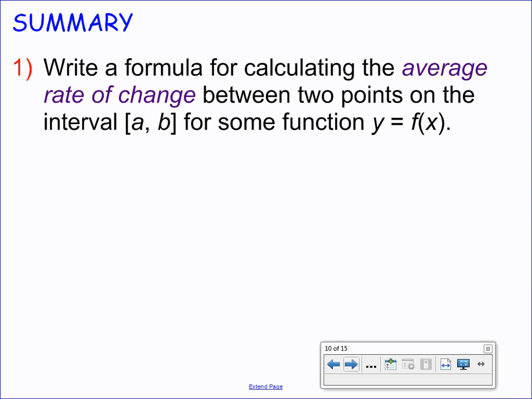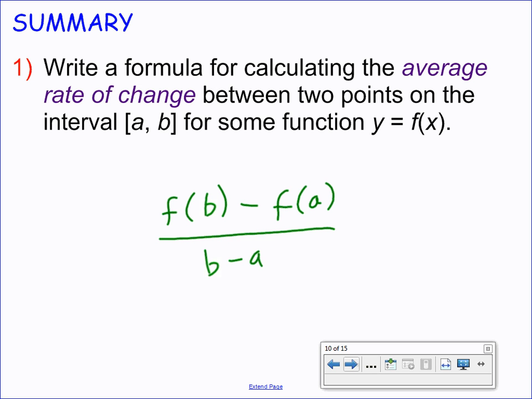Y equals a minus y equals f of b minus a. Good, so f of b minus f of a all over b minus a, and we could call this then a formula that gives the average rate of change. So I'll just label that as the average rate of change on that interval a to b.